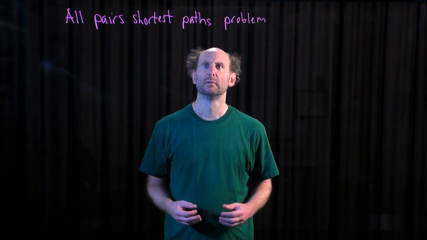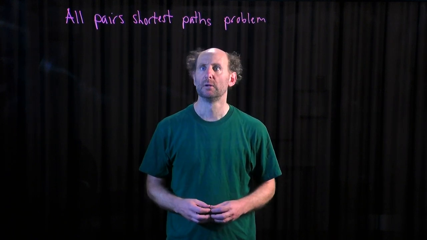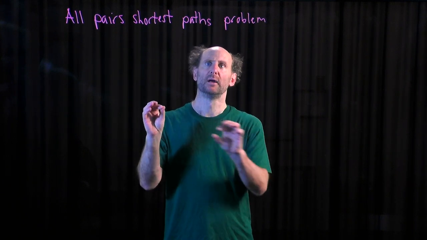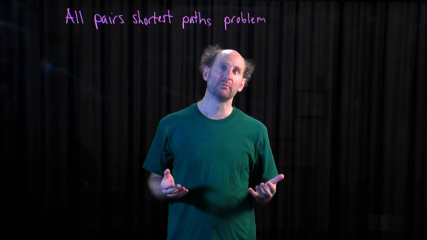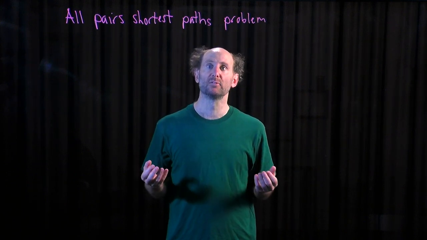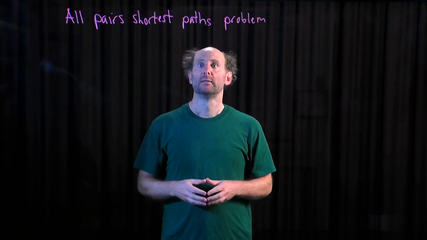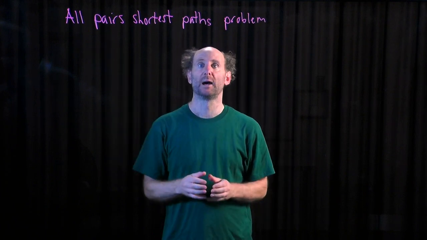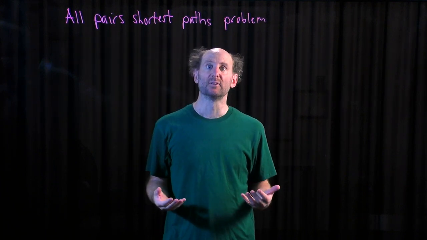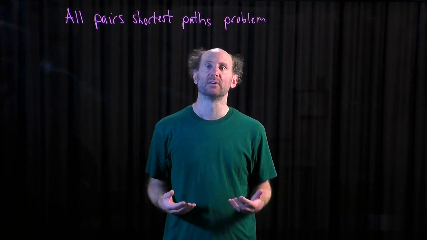Kia ora tātou. So far we've looked at the single source shortest paths problem, which is finding the shortest path from a given source node to all other nodes in the digraph. An obvious extension of this is to look at multiple sources and ask, what is the shortest path between any pair of nodes? This is called the all pairs shortest paths problem, or APSP problem, and in today's lecture we'll look at an algorithm called Floyd's algorithm that efficiently solves it.